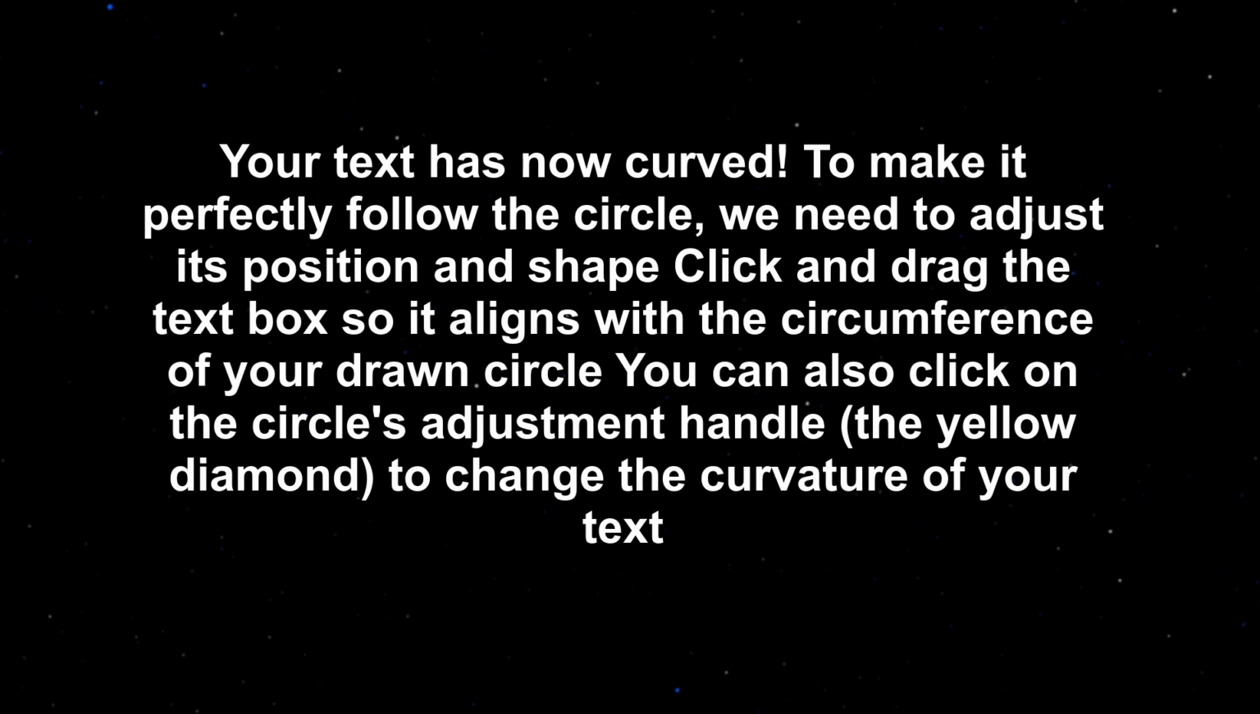To make it perfectly follow the circle, we need to adjust its position and shape. Click and drag the text box so it aligns with the circumference of your drawn circle. You can also click on the adjustment handle, the yellow diamond, to change the curvature of your text.